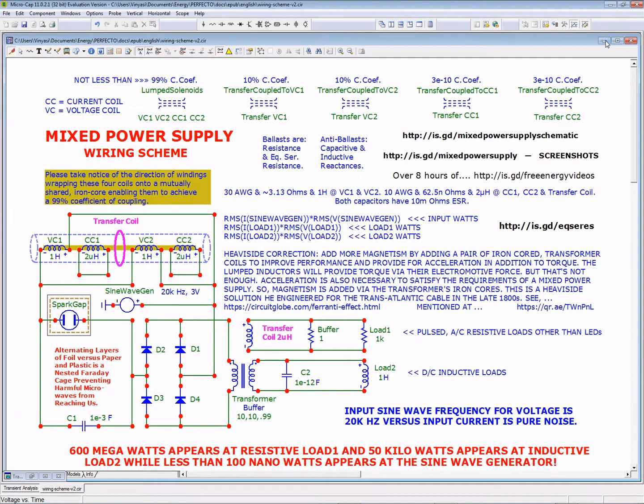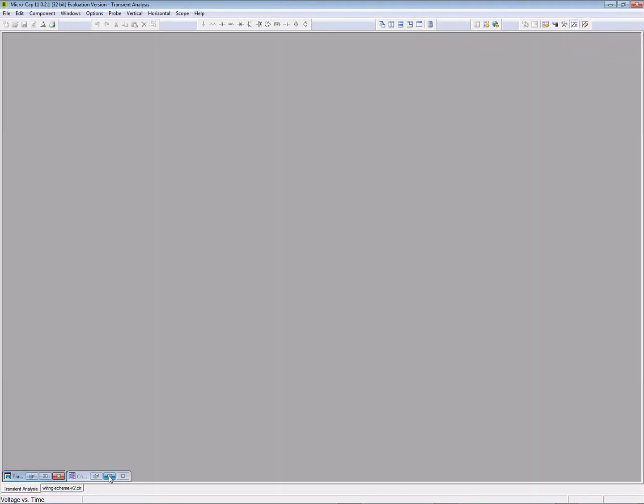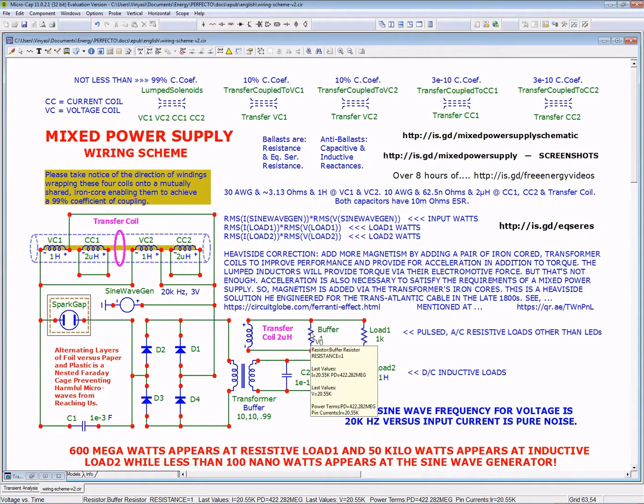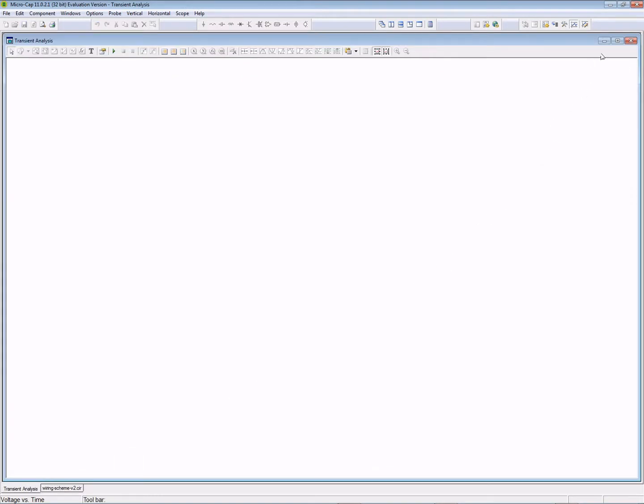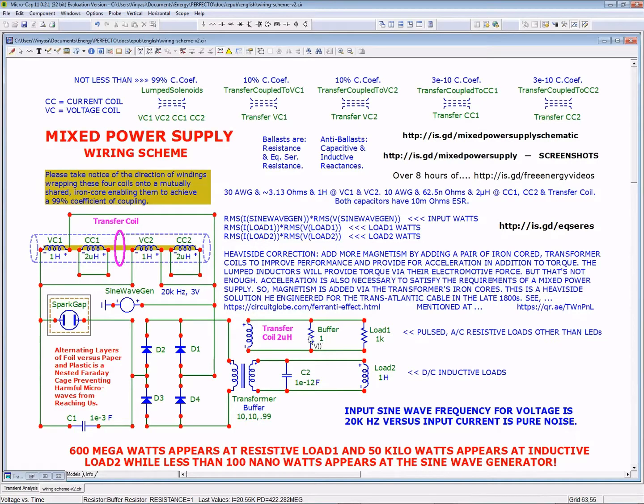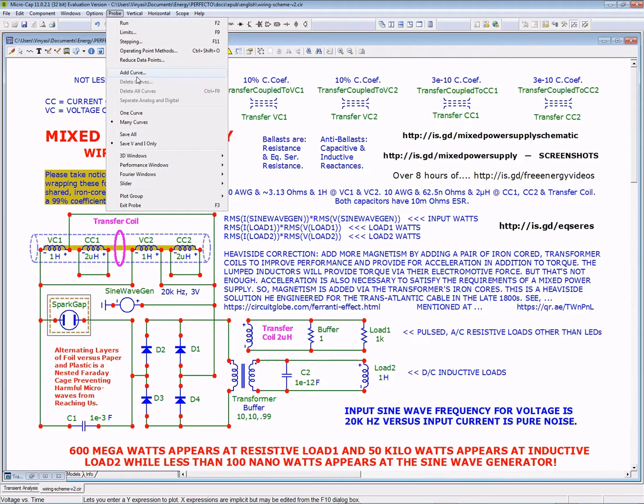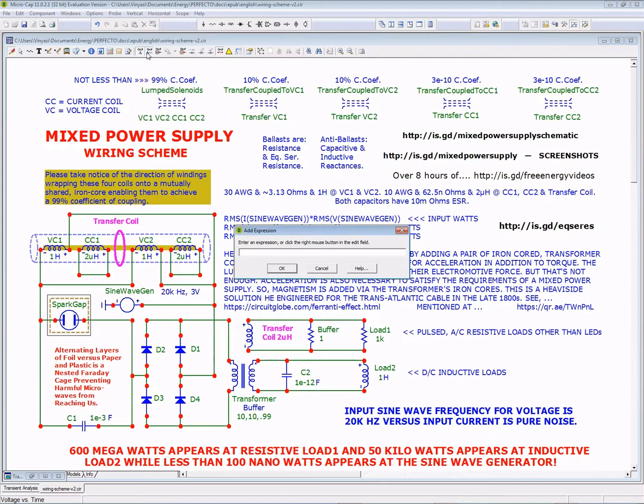Oh, I have to collapse this. Whoops. No? How do I get it? Okay. I'm not sure I know what I'm doing here. I thought I knew. Let's try, let's see, that's buffer. So let's see, voltage. Enter an expression.